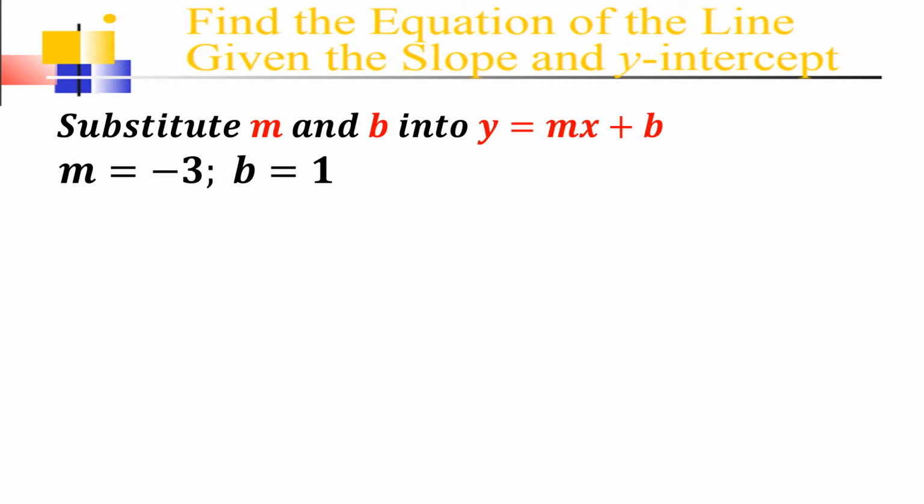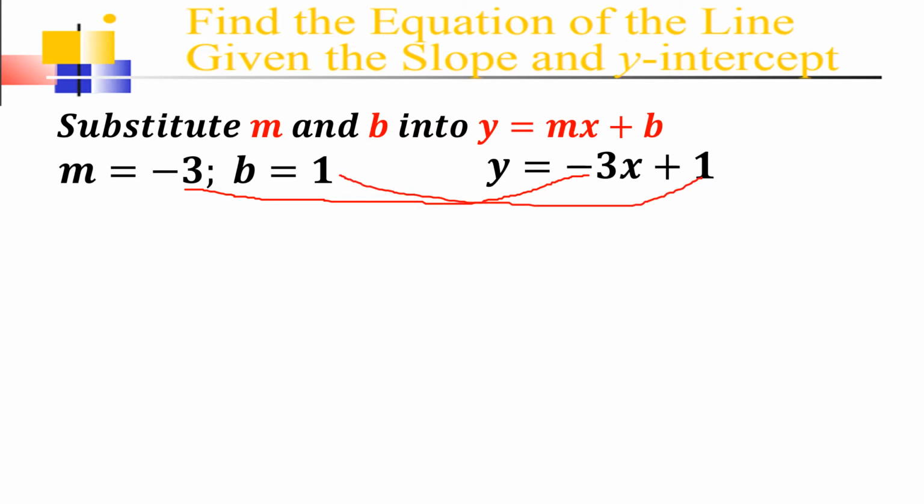For our example, we have m is equal to -3 and b is equal to 1. So as you can see here, the equation of the line will be y is equal to -3x plus 1. So we just substitute the given value for the slope, which is -3, and of course, the given value for your y-intercept, which is +1. As simple as that. Let's have more.